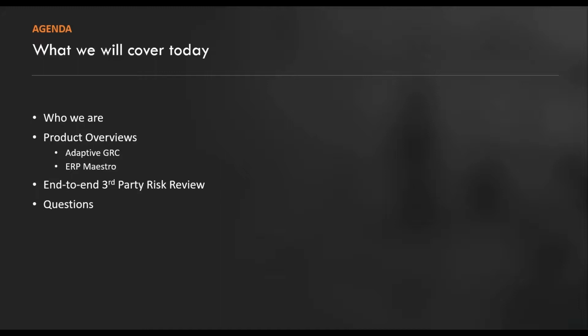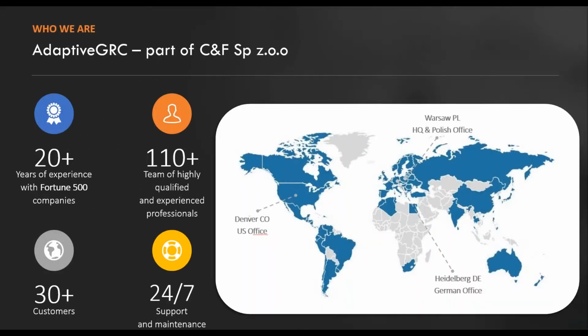Today, we'll give a brief overview on both AdaptiveGRC and ERP Maestro, for those that are not familiar. Then we'll go into an overview of the two product offerings. This will help tee up our demonstration towards the end of the session today, where we will walk through an end-to-end review that you could perform on one of your third-party vendors. And at the end, again, we will retain some time for answering any questions you may have. If we do not get to all of them before the session is up, not to worry, we will make sure to email you with a response with our contact details. And with that, I will pass it to Jan to give an overview on AdaptiveGRC.